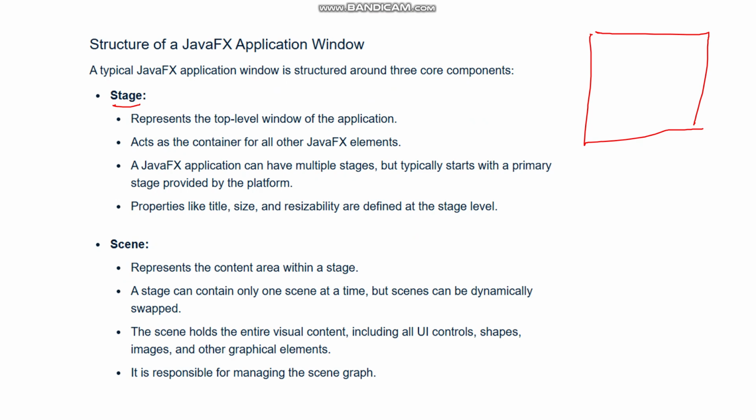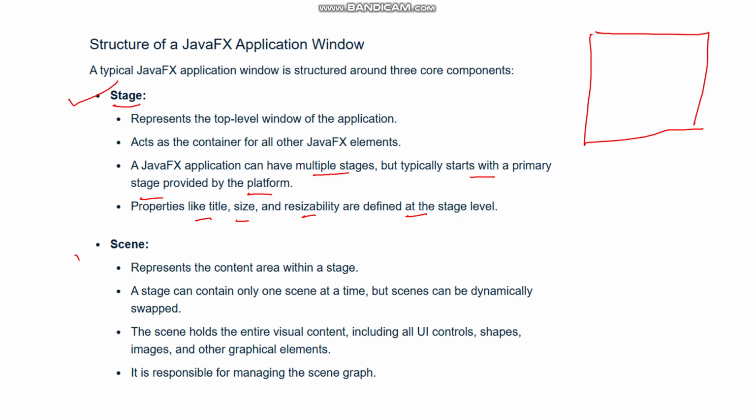It acts as a container for all the JavaFX elements. On this container only, we put all the elements. A JavaFX application can have multiple stages, but typically starts with the primary stage provided by the platform. Properties like title, size, and resizability are defined at the stage level. If you want to give a name or title for this application, or increase or decrease the size of the window, that operation is performed on the stage. This is the first core component.